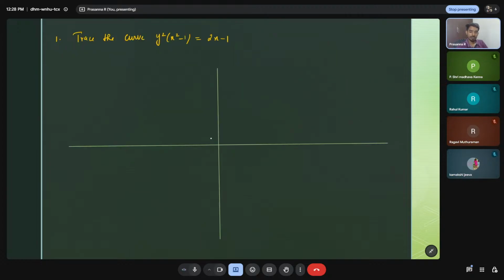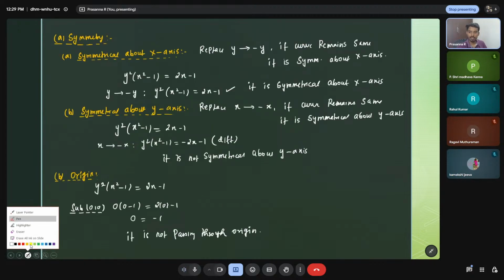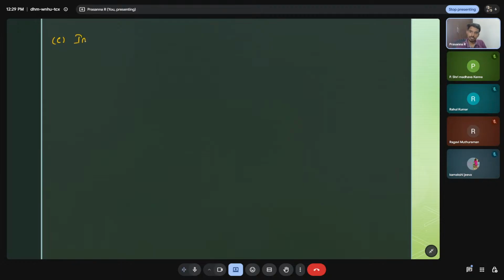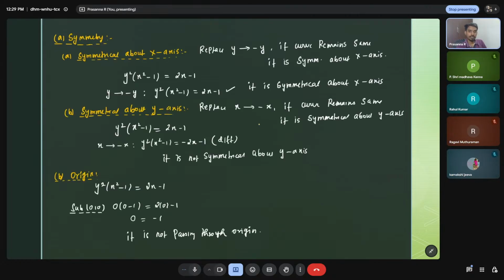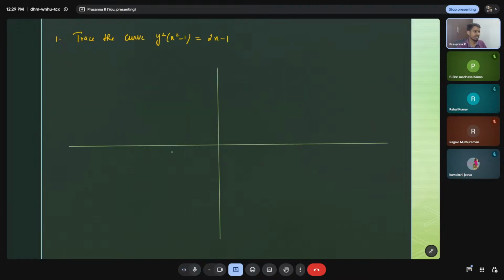So as of now, what we inferred is it is not passing through origin and it is symmetrical about x-axis, right? So these two are very mandatory procedure for every problem. Now third, we need to find intercepts. Intercepts are nothing but x-intercept and y-intercept. Where the curve intersects x-axis is your x-intercept, where the curve intersects y-axis is your y-intercept, right?